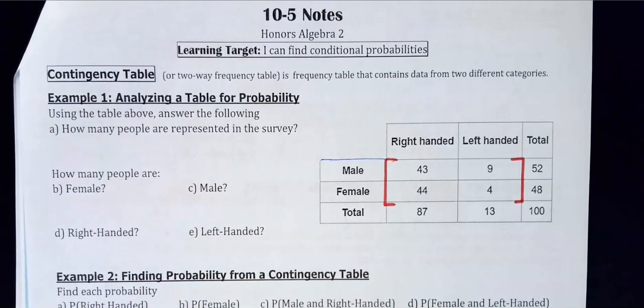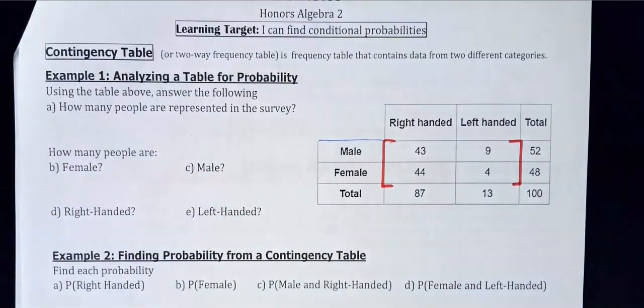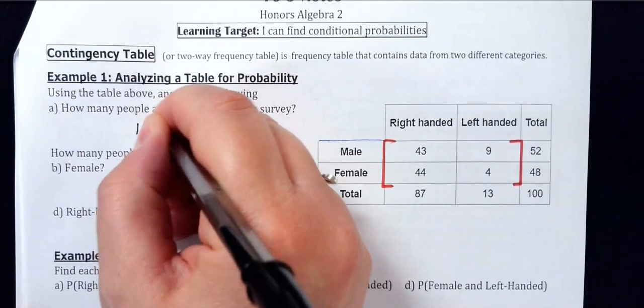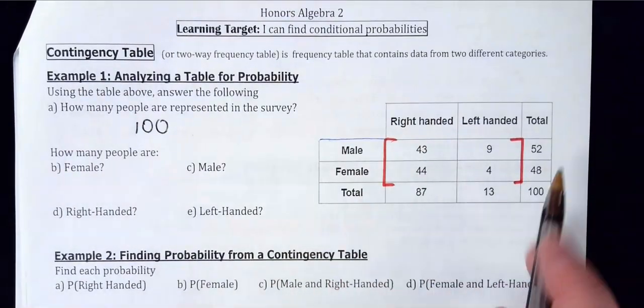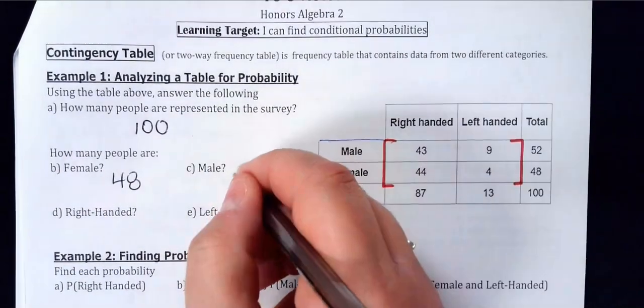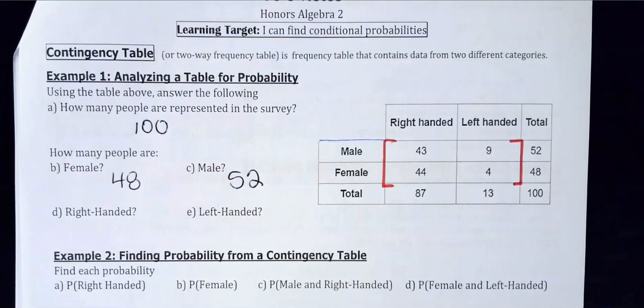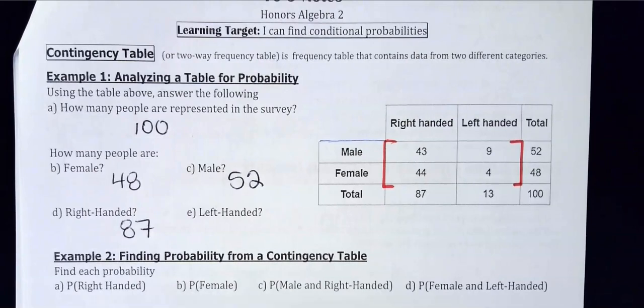Okay, just to see if you guys can read the table. How many people total are represented in the table? 100 people. Okay. How many people in that table would be female? 48. So across this row right here, the total, 48. How many people would be male? 52. How many would be right-handed? 87. And how many would be left-handed? 13. Okay, so you guys can read this.